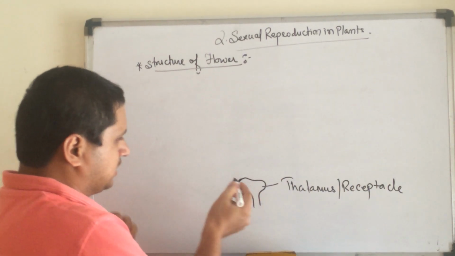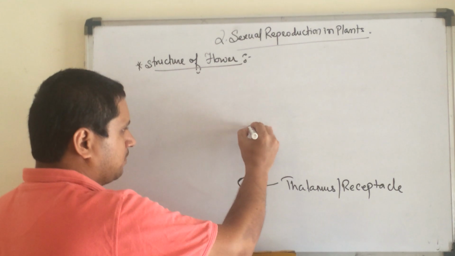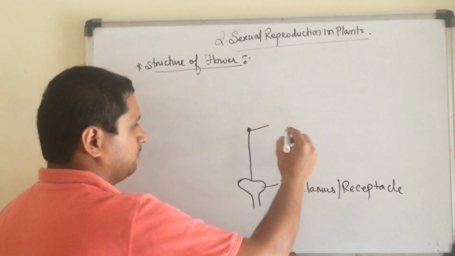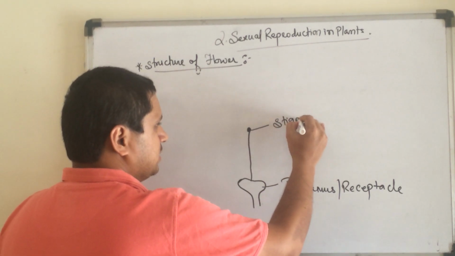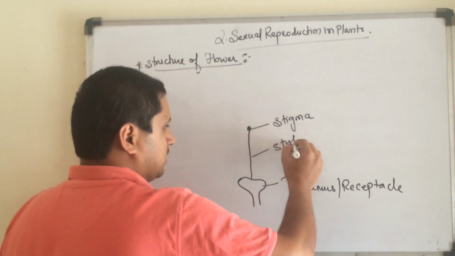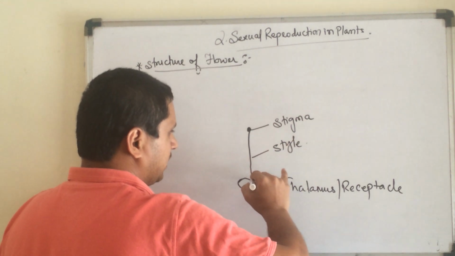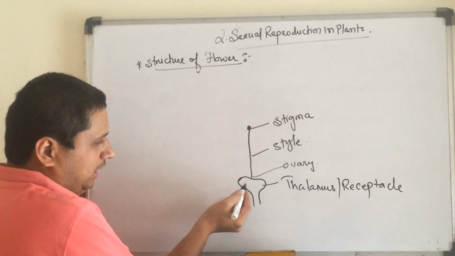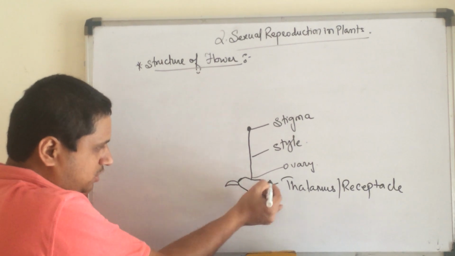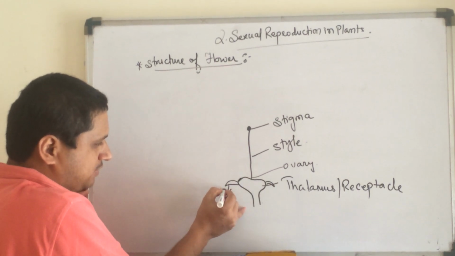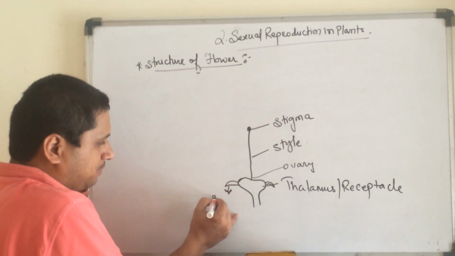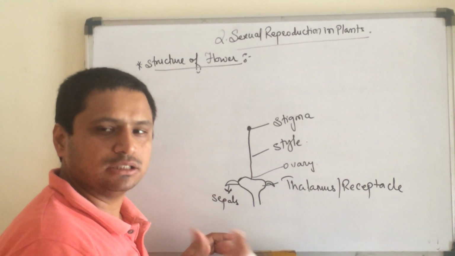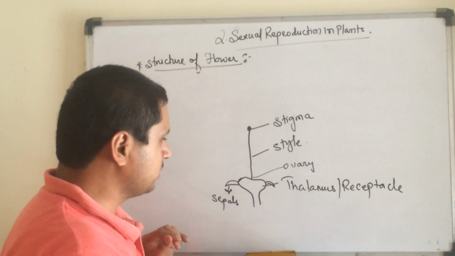Now to this thalamus or receptacle, there lies a pointed structure, that is the gynoecium. That is the stigma, style, and of course in the later part, the ovary. Now on the lateral side of the thalamus, there is a leaf-like structure known as the sepals. Sepals unite to form the calyx, and petals unite to form the corolla, that we already studied.